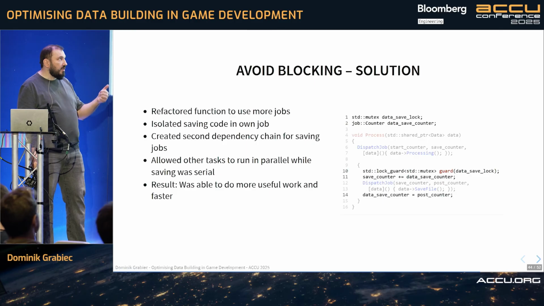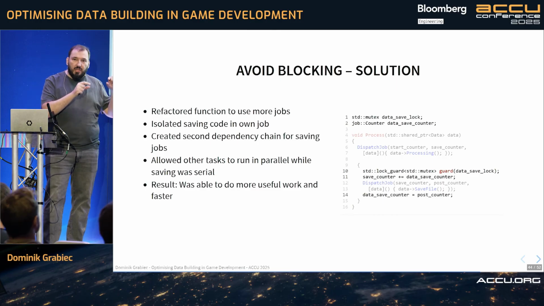You still need a mutex to guard the counter from access from multiple threads. And then inside this little block, you add a dependency on the counter and then issue the job, and then the counter at the end of the job, which gets decremented, you save as the next data save counter. So you kind of end up creating this other linked list of all these saving jobs.